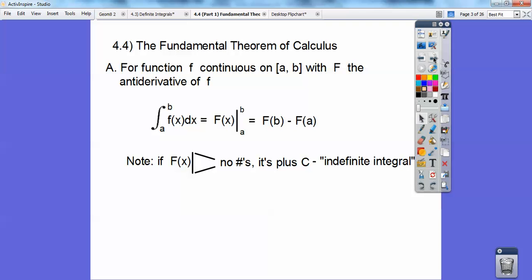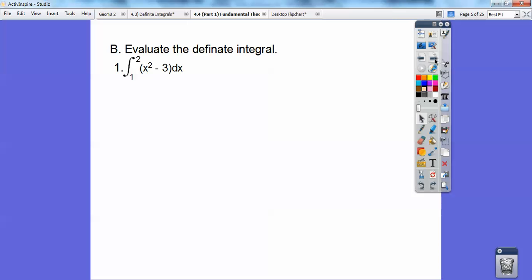Okay, so notice if there are no numbers there, then it's called an indefinite integral, so that's where the plus C comes on. And when you have numbers there, it's called a definite integral. Okay, just some notation there. All right, so let's go ahead and evaluate some of these. Evaluate the definite integrals here.